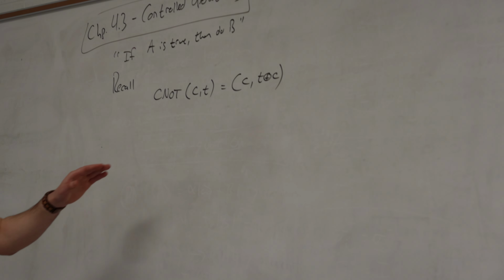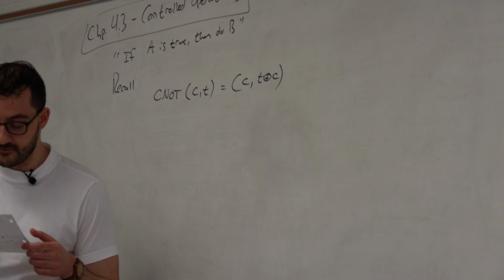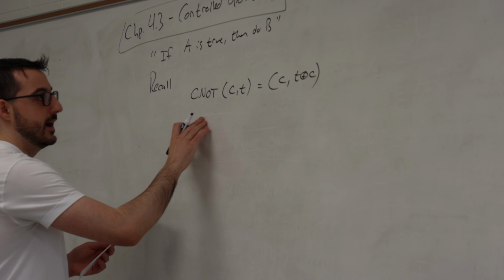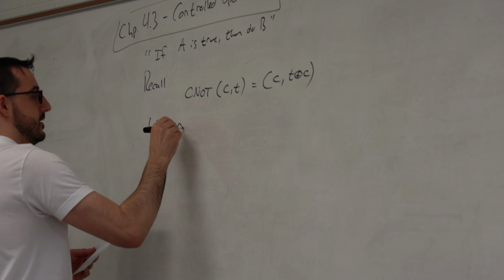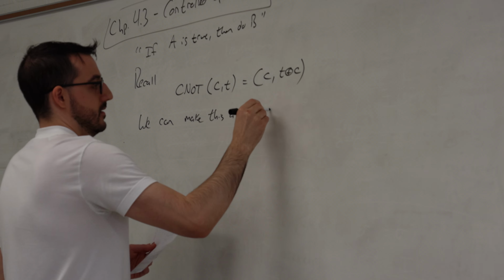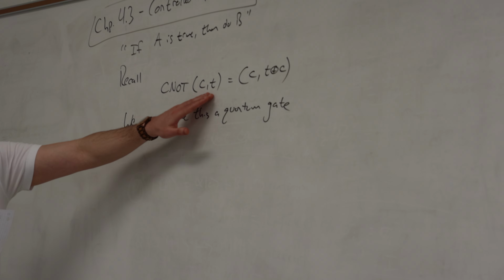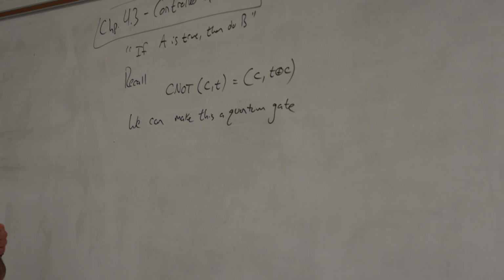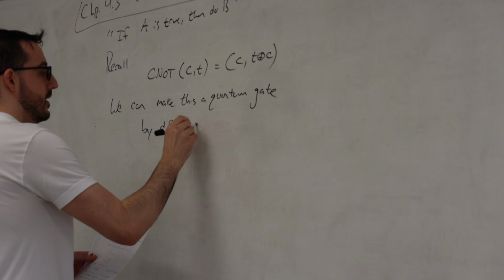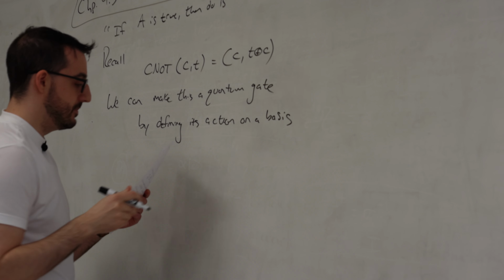So we can make this a quantum gate now because it's reversible, and we can do the same thing for any reversible gate. So we're going to quantize this gate. How do we think about doing that? We just do it on a basis. Or in other words, quantize the gate itself by defining it in the same way, but where C and T form a basis. So we can do this by defining its action on a basis, and then just extending this by linearity.